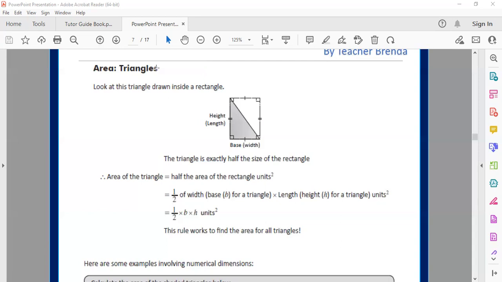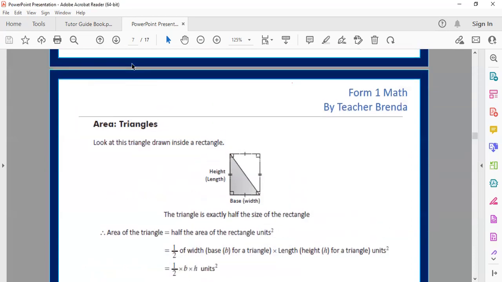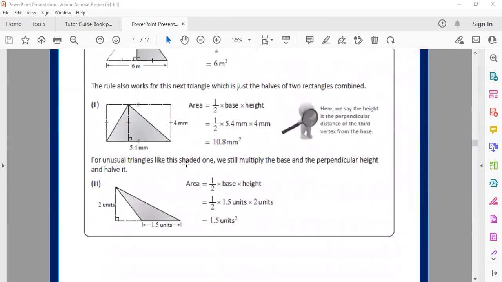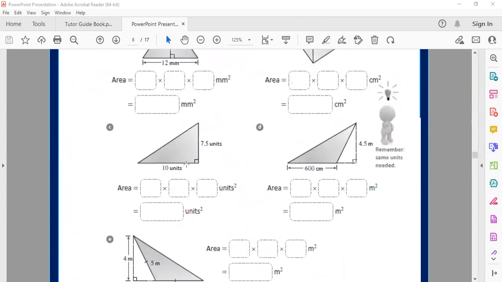Guys, we will wrap up today's lesson with triangles. But before I do that, let's have a look at your module first, then we'll go to this triangle. Your page, what is this? Page 7. It starts with area of triangle. It has some examples, some notes, and then it goes on to give you questions.